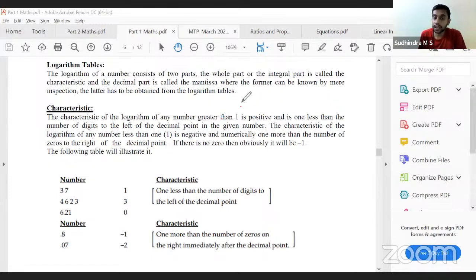If it is greater than 1, whatever number of digits we have, minus 1 would be my characteristic. If the number is less than 1, that is if it is in decimals, then we have to count the number of zeros after the decimal point, add 1 to it and represent that number with a negative sign. That would be the characteristic. Is that clear? Yes.